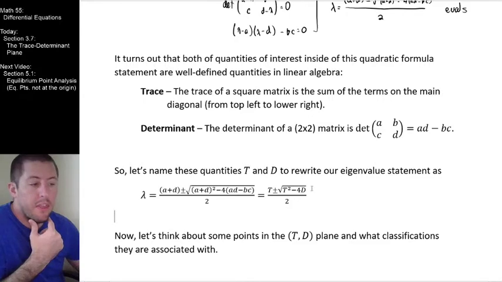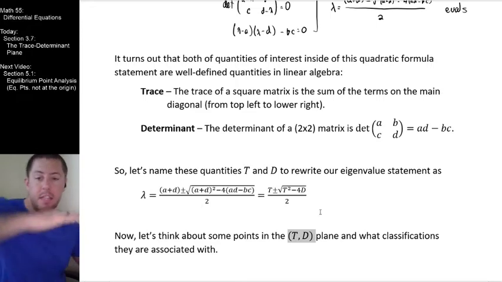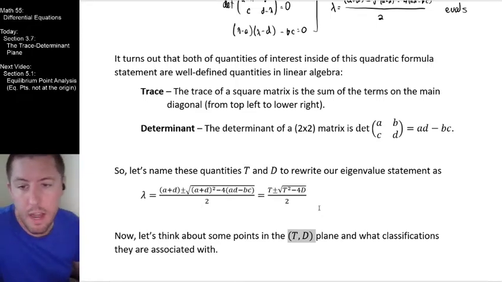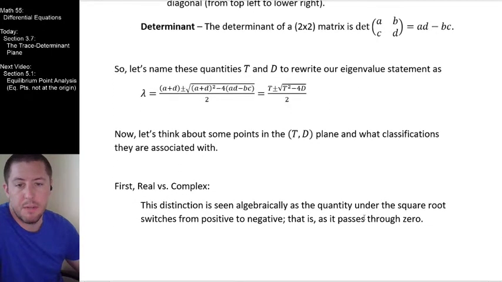So now what I want to think about is we're going to be graphing things today. I mean, you can see it, the name of this section today is the trace determinant plane. What that means is we want to picture how our classifications vary as the value of the trace and as the value of the determinant vary. And so maybe we can graph something in the trace as the horizontal axis, determinant as the vertical axis plane, and we can identify where we get certain types of classifications in that trace determinant plane.